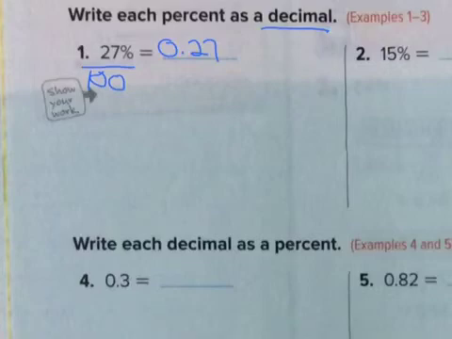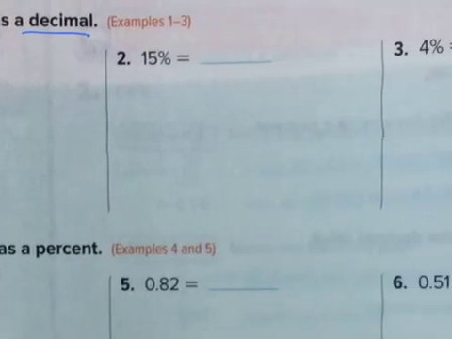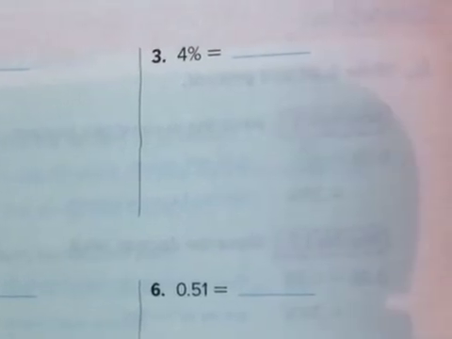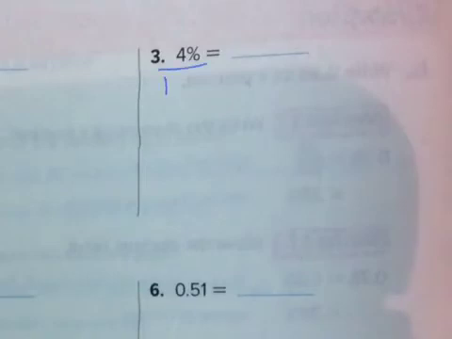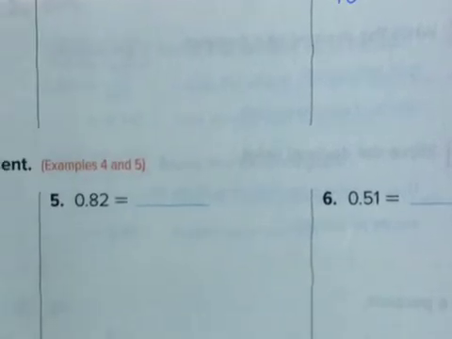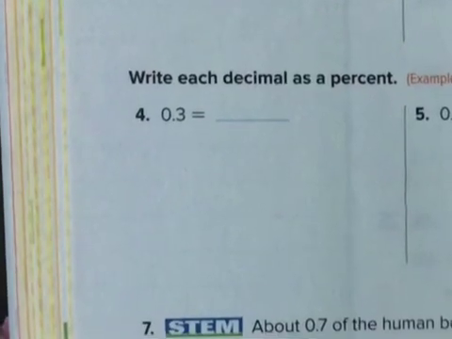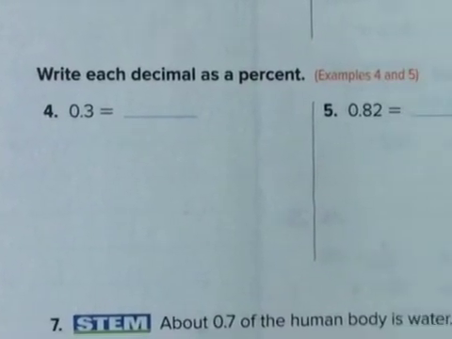Okay, so now I'm going to skip 2, but please do 2 on your own. You can pause the video so you can do 2. But I'm going to jump right to 3. 4%. 4 hundredth. 4 in the 100th place. There you go. Okay. Go ahead and do 4 on your own. Pause the video now and do it.